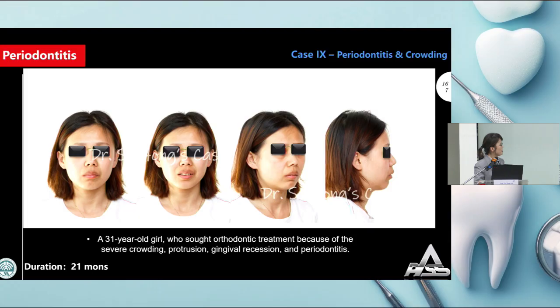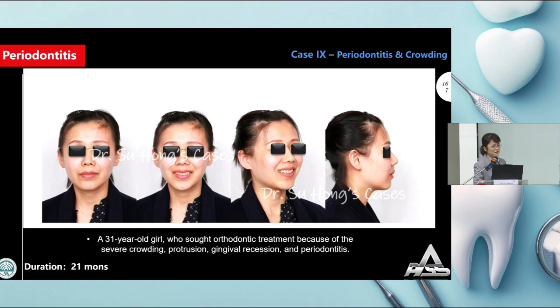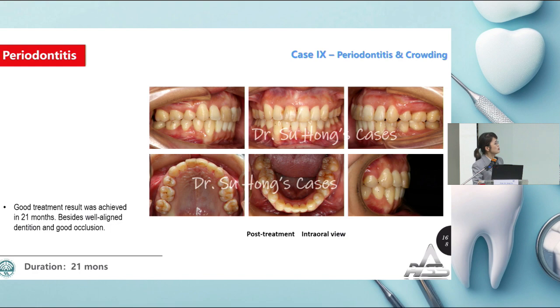Okay, about 25 months later, the girl finished her treatment, and we can see the self-abased girl changed into another person, a very beautiful woman. About 21 months later, a good treatment result was achieved, besides well-aligned dentition and good occlusion. I think it's good, because we extracted one incisor. I think this is good.